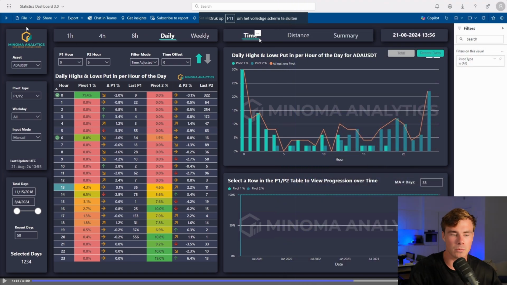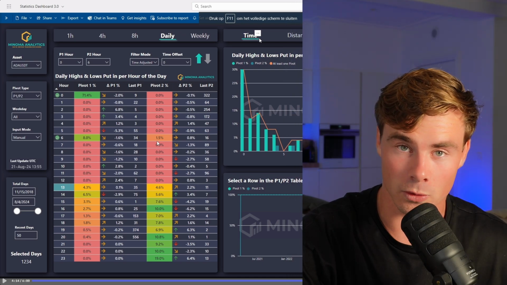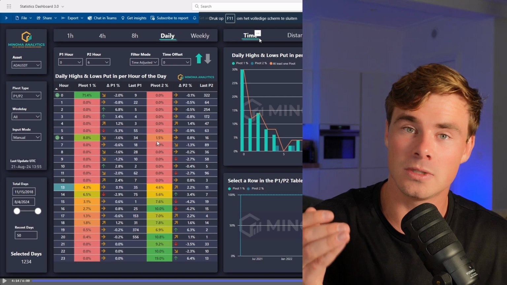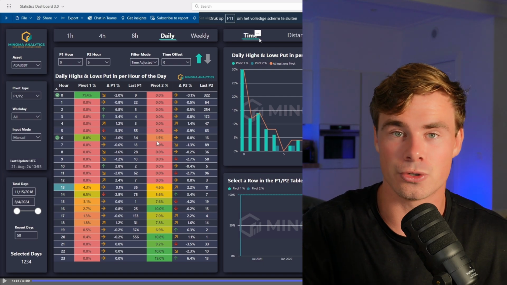We can see P1 for AVAX was filled in at hour 0. P2 was filled in at hour 6, which means that the odds of P1 to hold was 71.4%, which is a very high probability invalidation for your trade, which is why my invalidation for this trade was the daily low. And P2, which was the daily high, only had a 1.5% chance of holding, which means that there was a very high probability to form a new daily high later on during the day.